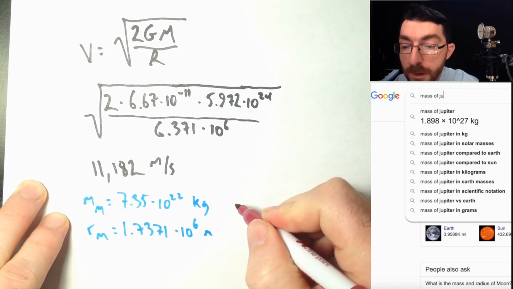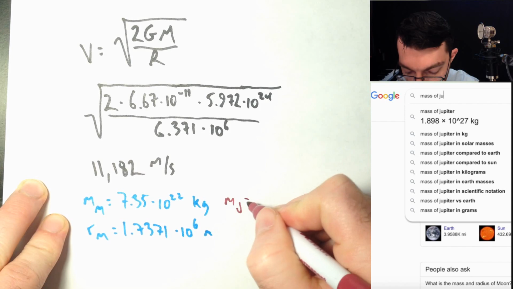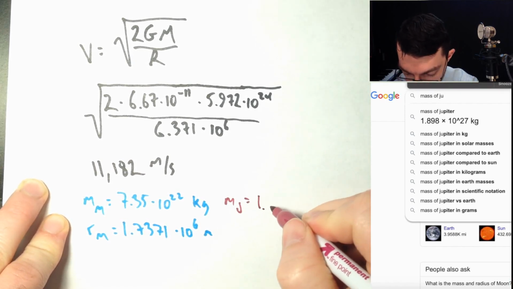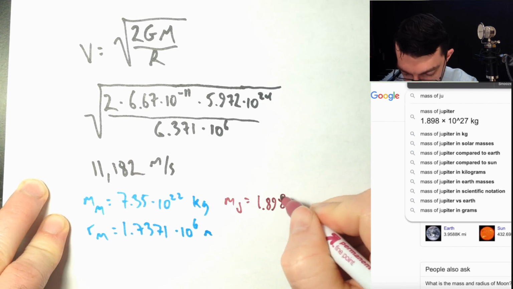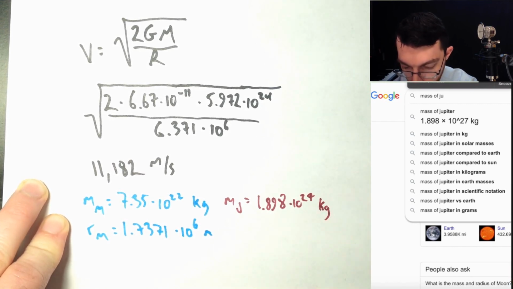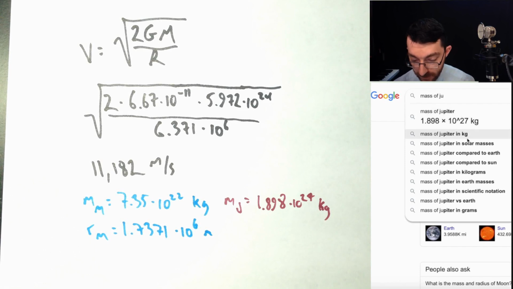The mass of Jupiter is equal to a lot. 1.898 times 10 to the 27th kilograms. It is 5 orders of magnitude greater than the moon, 3 orders of magnitude greater than the Earth. It's 1,000 Earths. That's incredible.